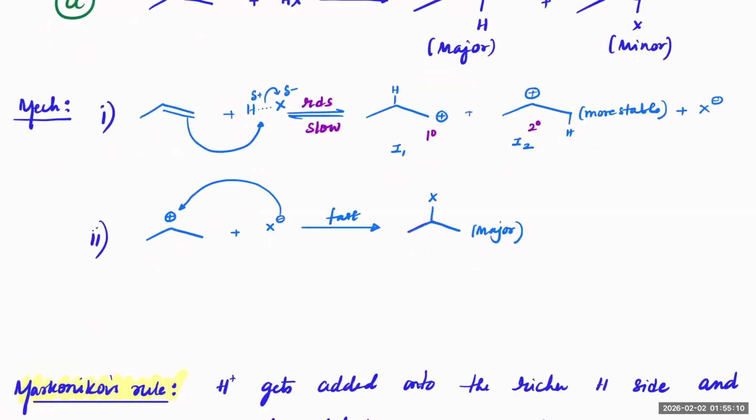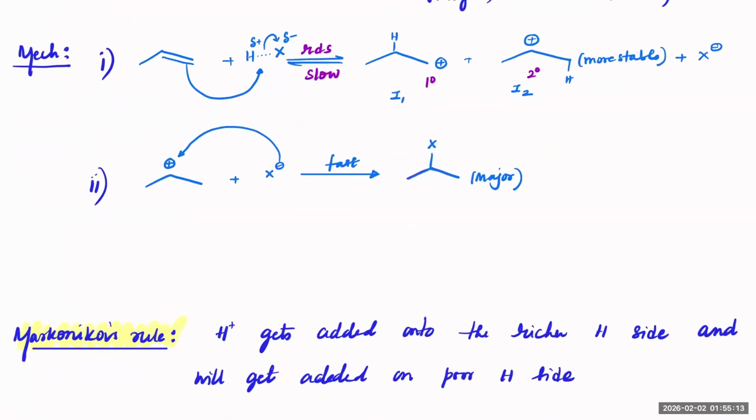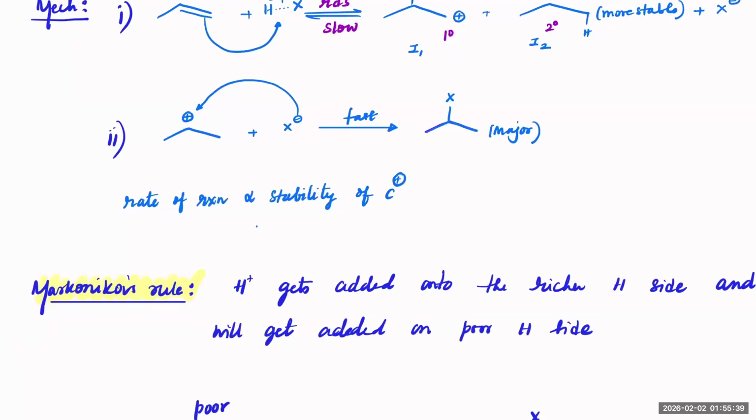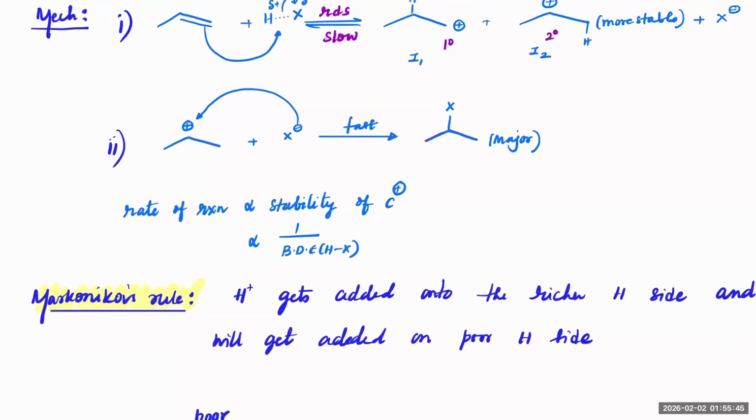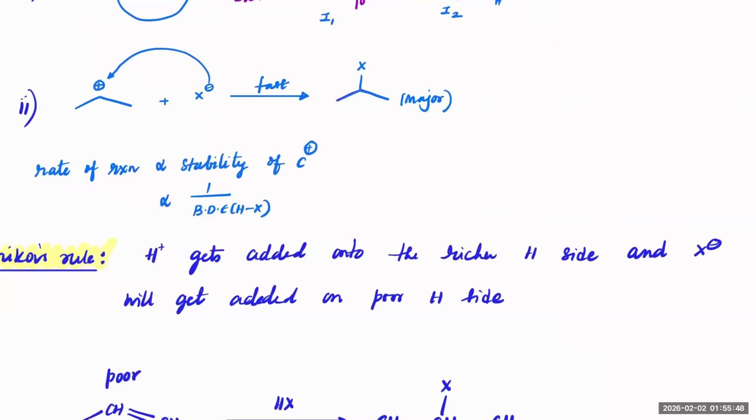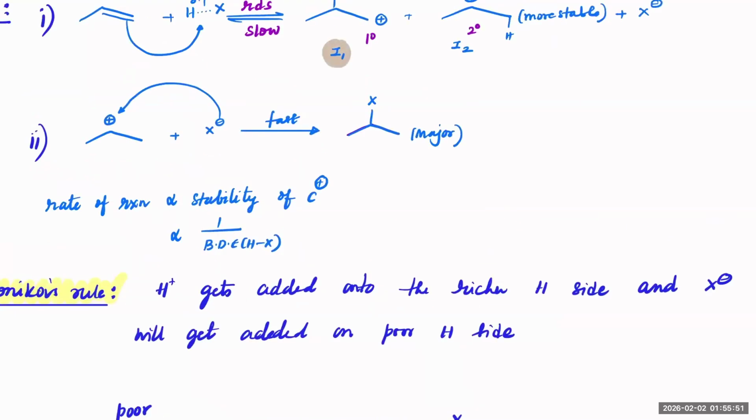I suppose all of you got an idea of the mechanism happening here. Now if you compare the rate of reaction, it depends upon two factors. One is the stability of the carbocation. The other is inversely proportional to the bond dissociation energy of HX. These are the two factors you need to notice. Clear? Now, you may notice that there are two types of intermediates forming, intermediate 1 and intermediate 2.